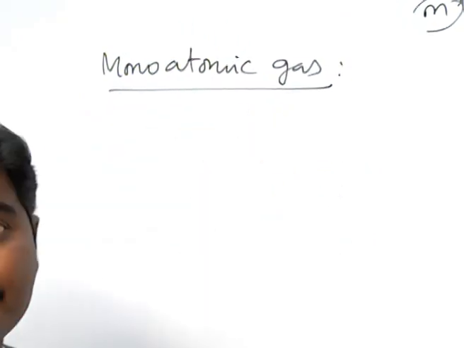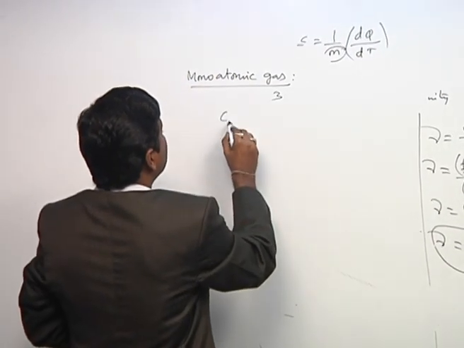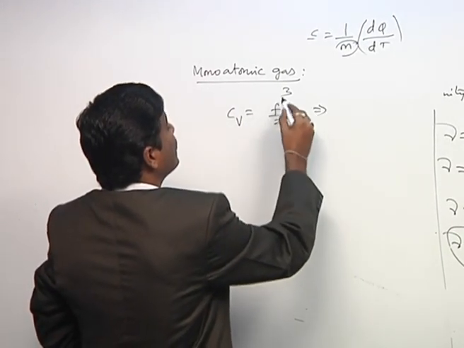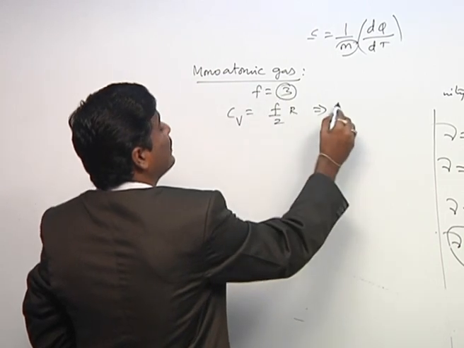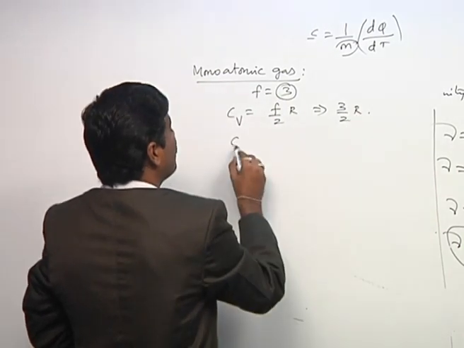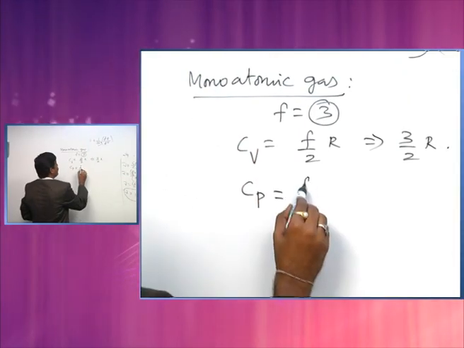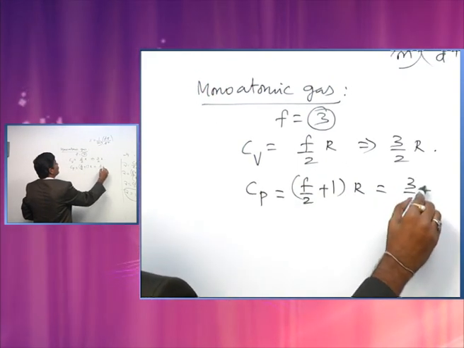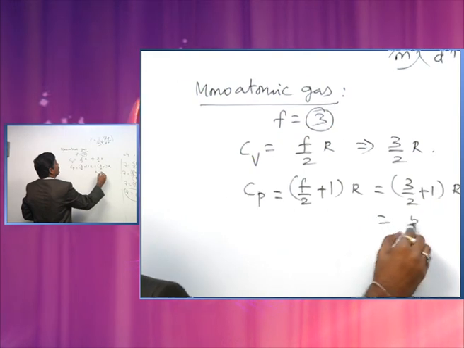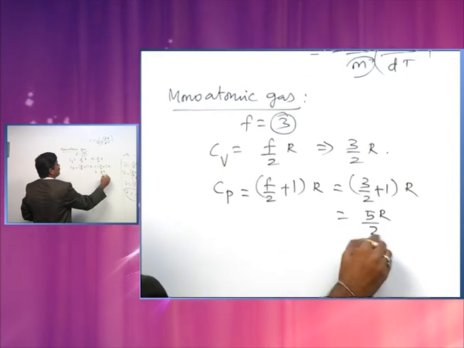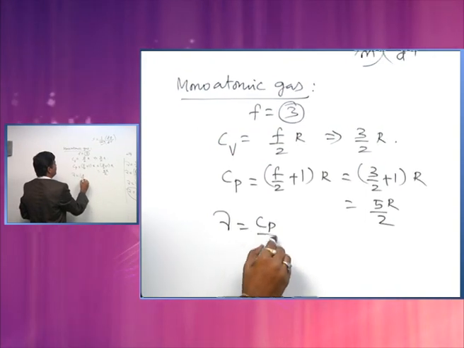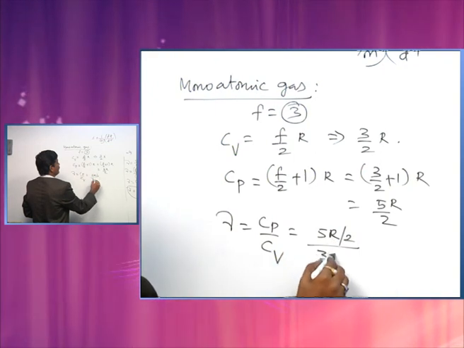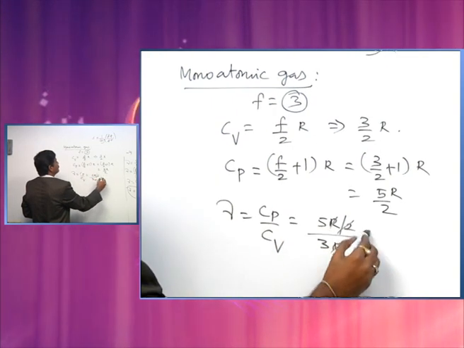so how many degrees of freedom? Only 3. So Cv is equal to, what we got, F by 2 R. So with the number of degrees of freedom F equal to 3, Cv is 3 by 2 R. What about the Cp here? F by 2 plus 1 into R. So this can be 3 by 2 plus 1 into R. So this will be 3 plus 2, 5 by 2 R here. So gamma is equal to Cp by Cv. So this can be 5R by 2 by 3R by 2. This can be 5 by 3.